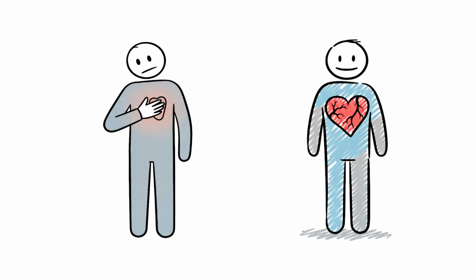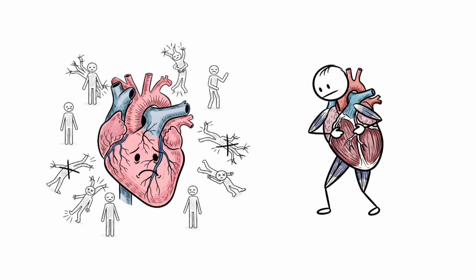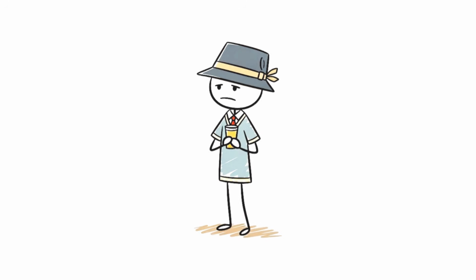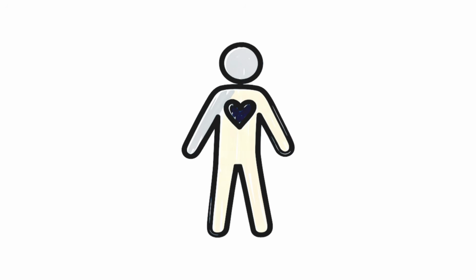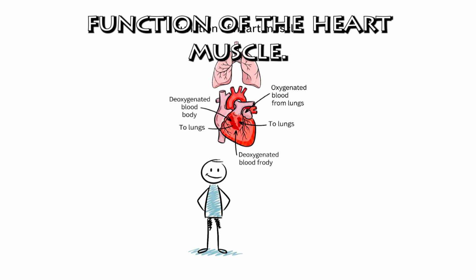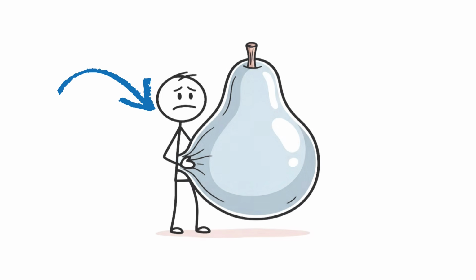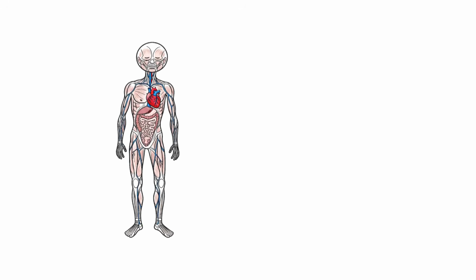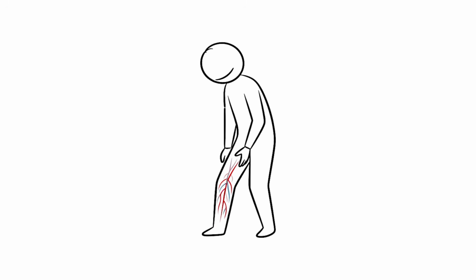Cardiomyopathy is a group of diseases that affect the heart muscle itself, reducing the heart's ability to pump blood effectively. Unlike conditions caused by blocked arteries or faulty valves, cardiomyopathy primarily involves changes in the structure and function of the heart muscle. There are several major types of cardiomyopathy. Dilated cardiomyopathy occurs when the heart chambers enlarge and the muscle walls become thin and weak. This reduces the force of contraction and leads to poor blood circulation.